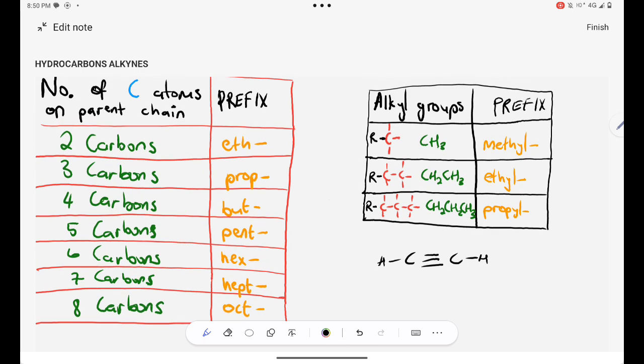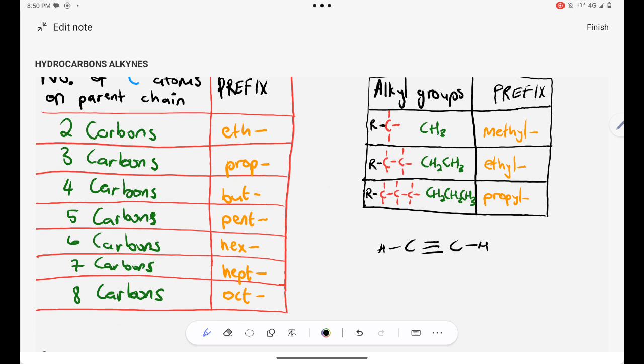Please note, guys, that the unsaturated hydrocarbons are simply alkenes and alkynes. The minimum number you can have is only two carbons on your parent chain. If you have two carbons on a parent chain, your prefix should be eth, three carbons prop, 4 is but, 5 is pent, 6 is hex, 7 hept, 8 is oct, and then it goes on and on.